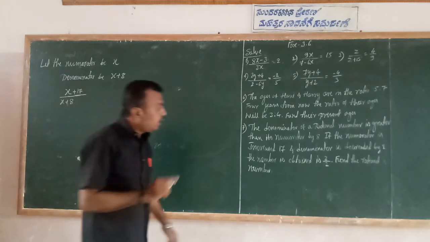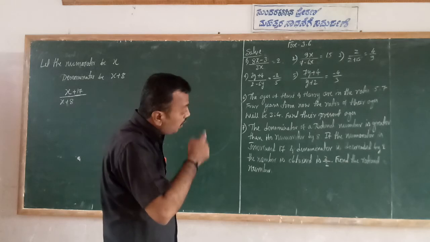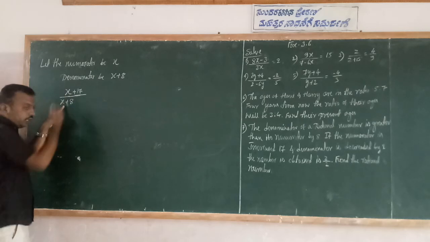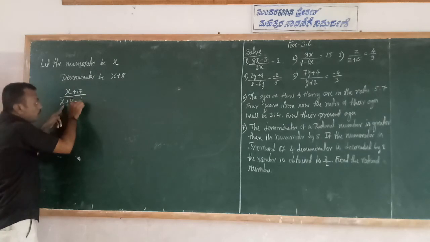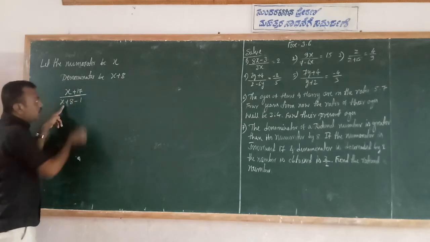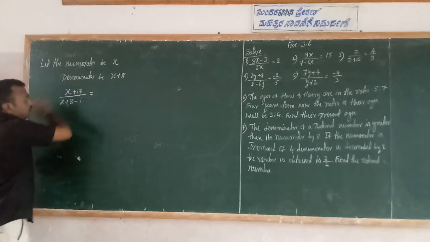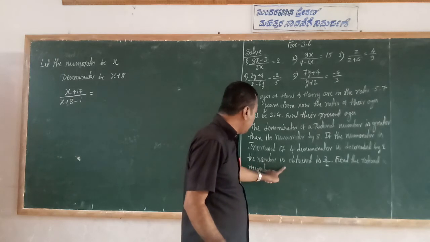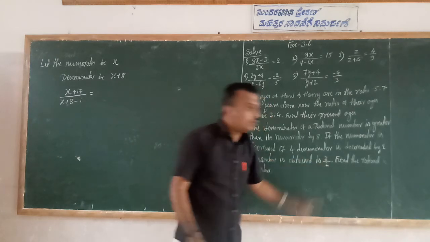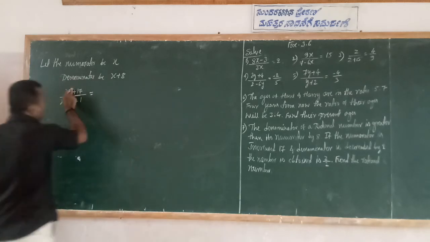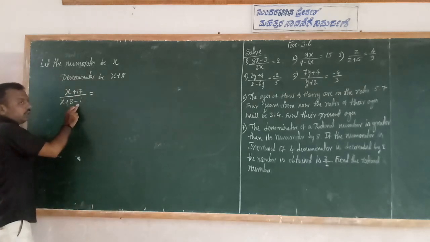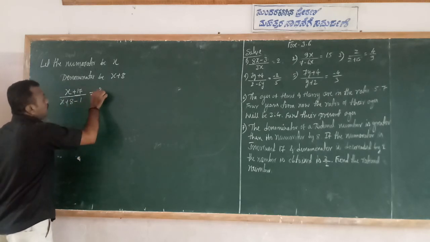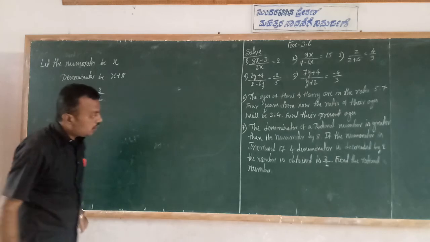Next, the denominator is decreased by 1. What is the denominator here? x plus 8. We have to decrease by 1. That's why minus 1. Decrease means minus, increased means plus. Then this rational number is obtained, and the number obtained is 3 by 2. So if you add 17 to the numerator and subtract 1 from the denominator, then the rational number becomes 3 by 2. Is it right? 3 by 2.